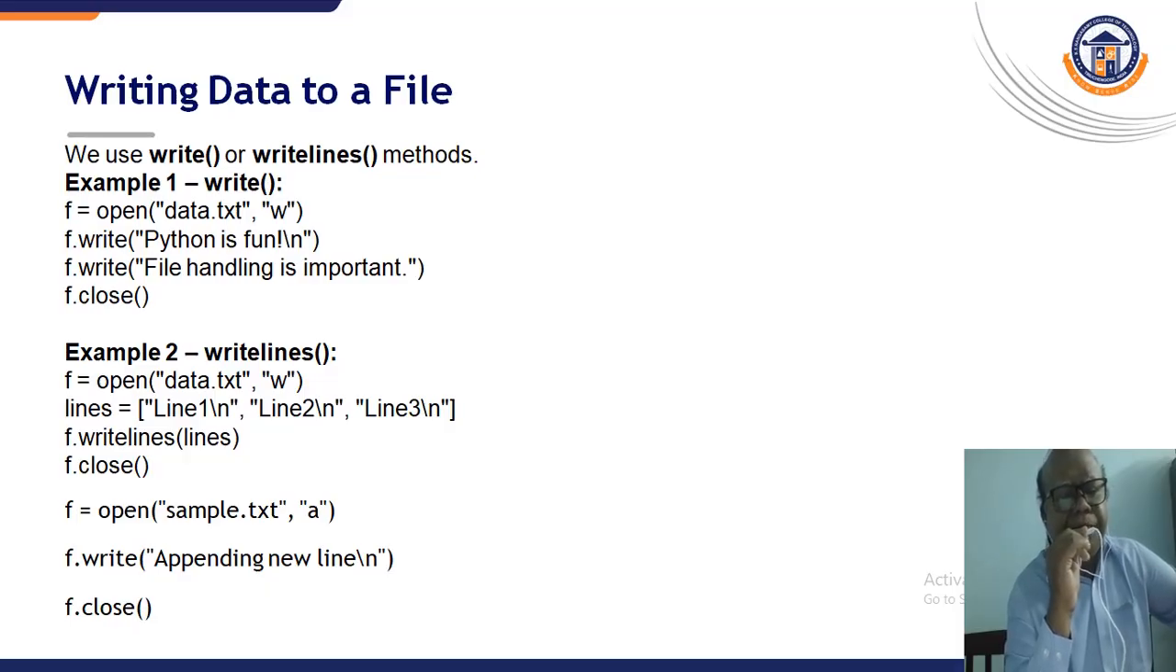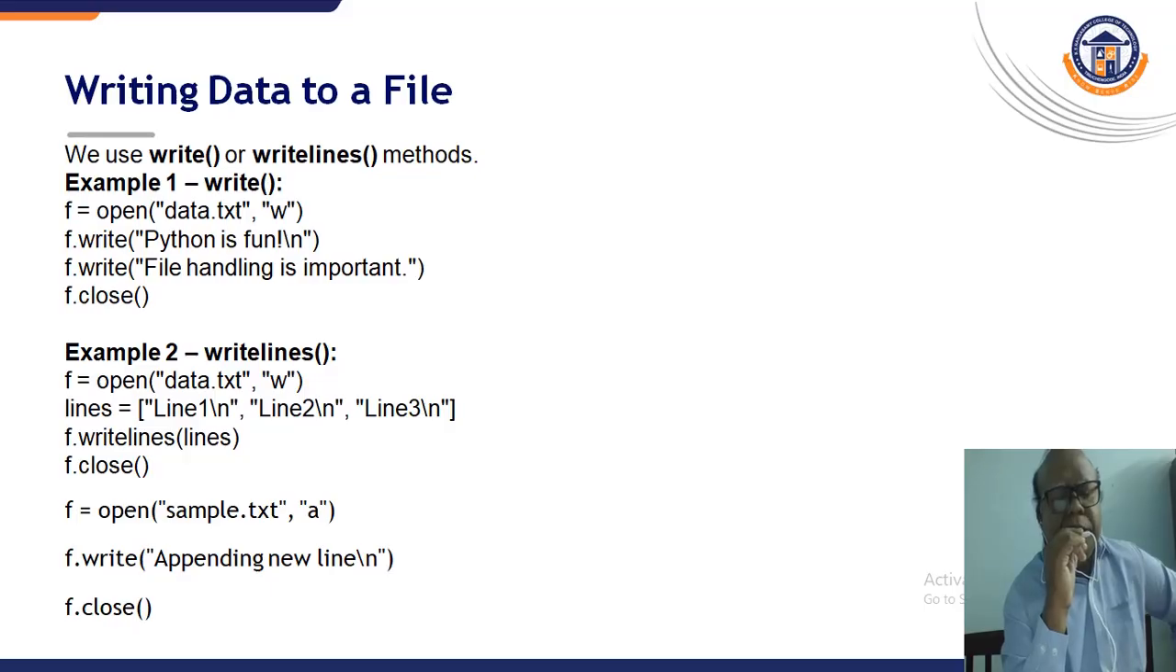Similarly, writelines. f equal to open data.txt in write mode. Here you are using the writelines function. lines equal to, you are specifying in the list, line 1 followed by \n, line 2, line 3. So when you write f.writelines, that list lines is the list. The first line will be line 1, the second line will contain line 2, the third line will contain line 3, and you are closing that.